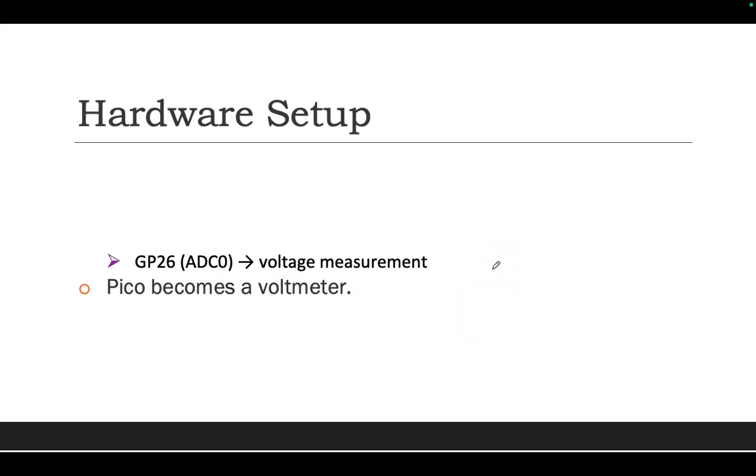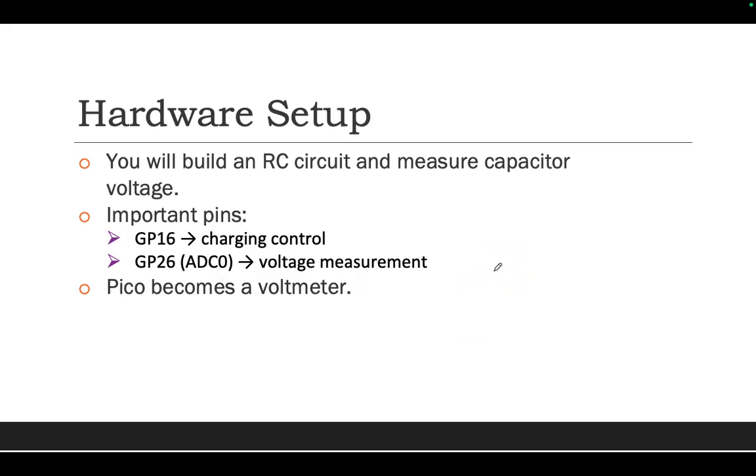Okay, hardware setting, sorry. You will build an RC circuit and measure the capacitor voltage. The important pin is GP16. This is the charging control. You set it to 1, it will charge. You set it to 0, it will discharge. And GP26 ADC0 is the voltage measurement. The Pico becomes a voltmeter. That makes sense to you? Any questions so far?